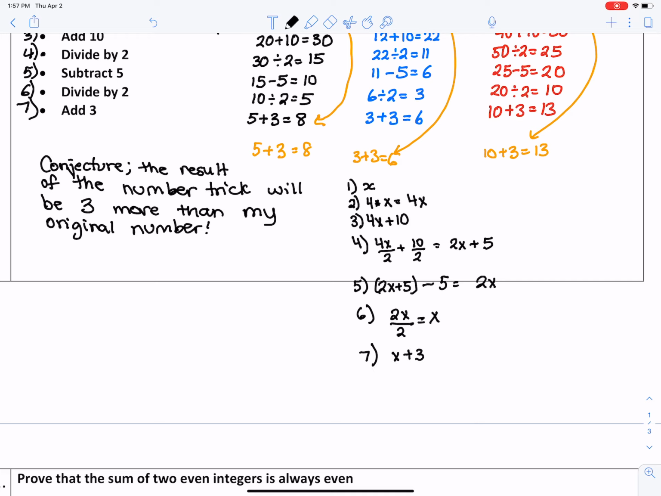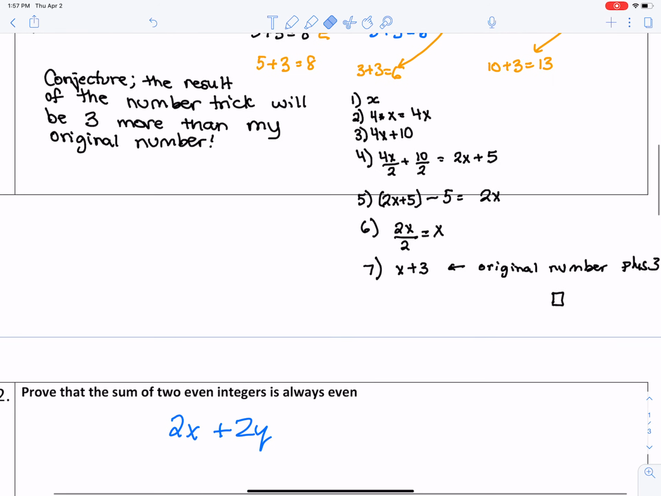So we can see that this step means my original number plus 3, which is what I was trying to prove. So we can use a little box here to say that the proof is done. And again, I didn't specify a starting number here, so I know that I've done a proof. And this is going to be always true no matter what value my x is going to be.